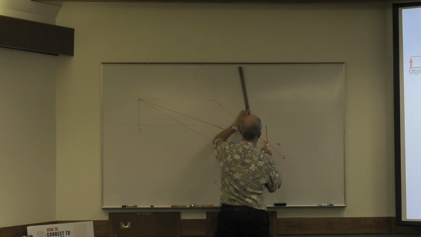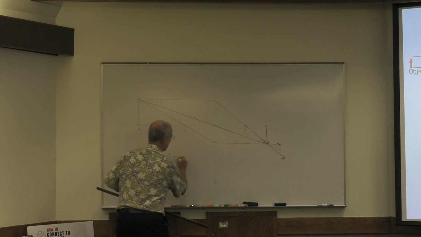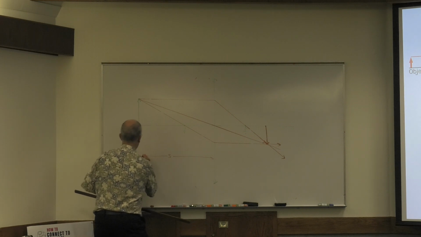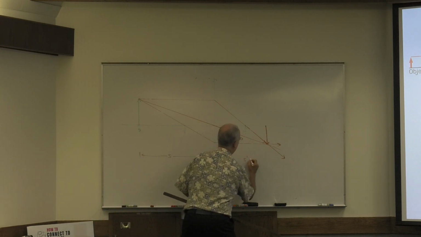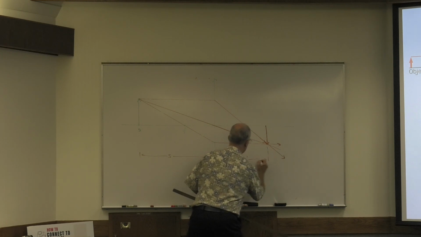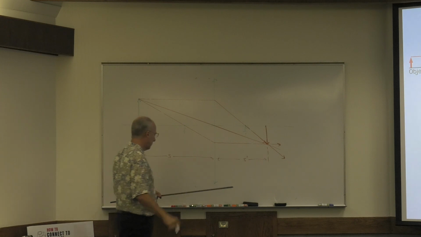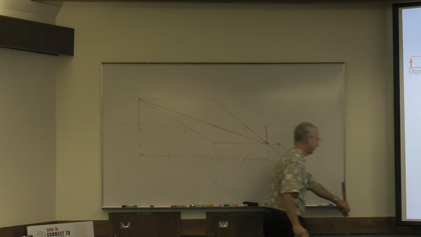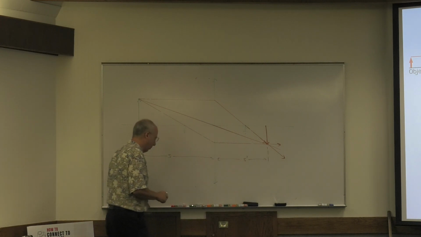All right, and then here, this is the image. So this distance here, S, is that distance, and this is S prime. So S prime is that distance. Okay, so there you go. That's how you do it. Now, they're not all going to be that easy. There are going to be some that are more difficult.